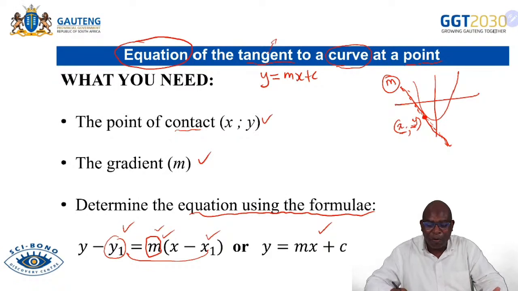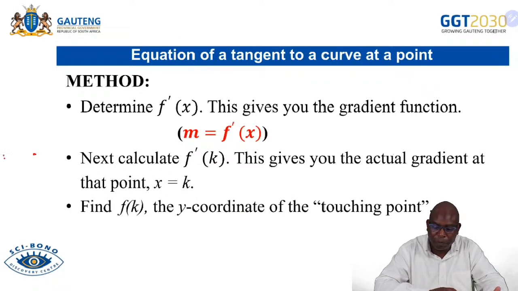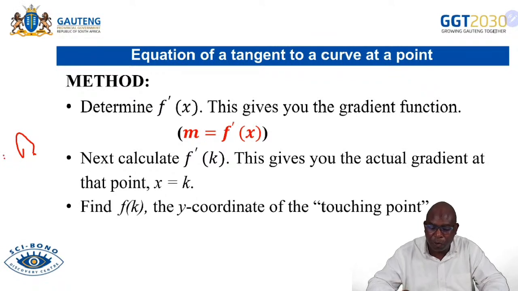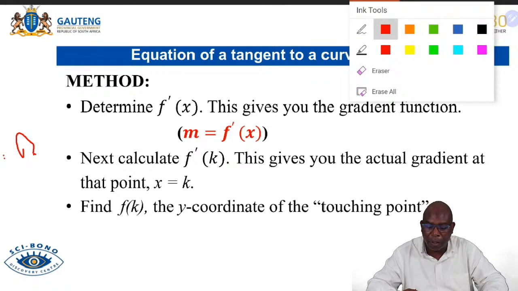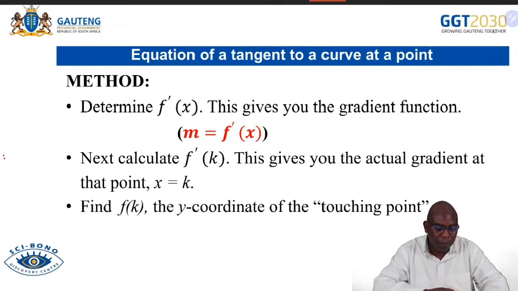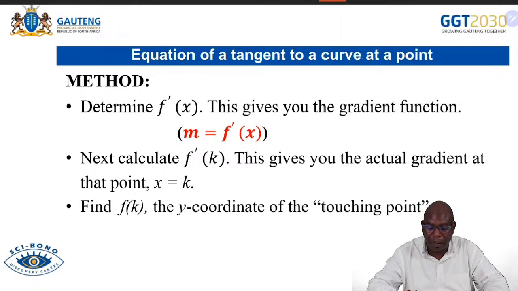So you know, if I've got the equation of the straight line, then I need to get the equation of the line. So if I've got a point and a gradient, I will be able to get the equation of the line.